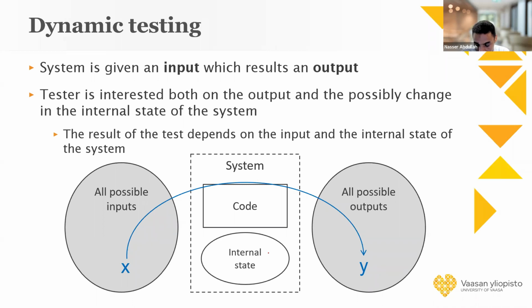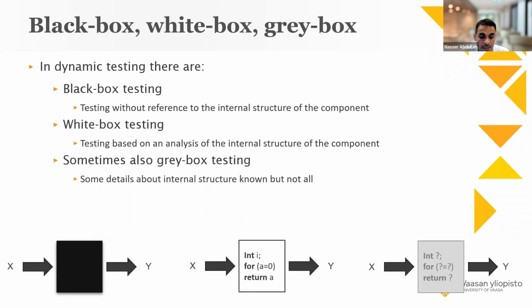Even though we are only talking about the input and the output, there is also the internal state of the system, which affects the output. Even though we don't focus on the internal state, it affects the result. So here are the different types of dynamic testing. As we say now, dynamic testing just means we need to execute the code. We still haven't said anything about the categories under dynamic testing. We have three types here, but in general we have only two types.